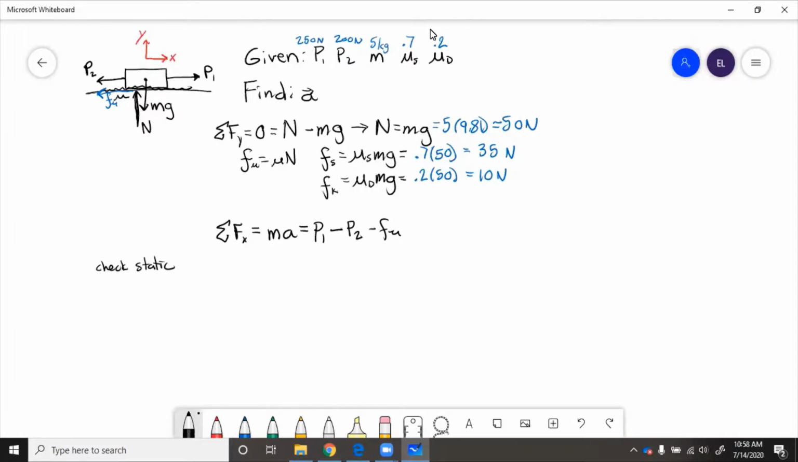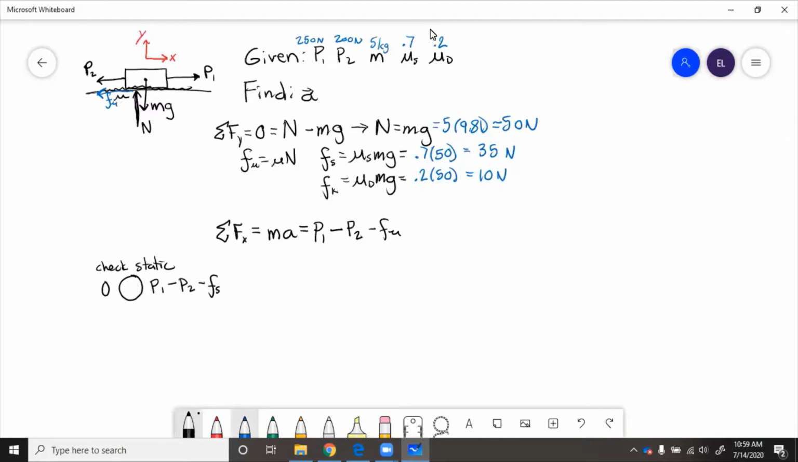So if the block does not move, then acceleration would be 0. So we're going to compare 0 to P1 minus P2 minus static friction. If the forces end up to be greater than 0, then we know that the object moves. If they're less than 0, then we know, oh, it doesn't move.